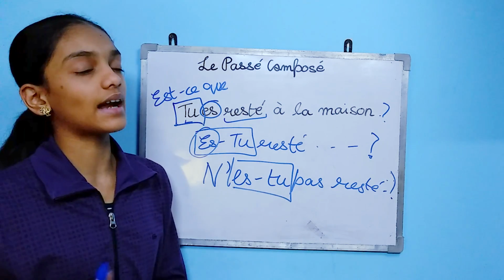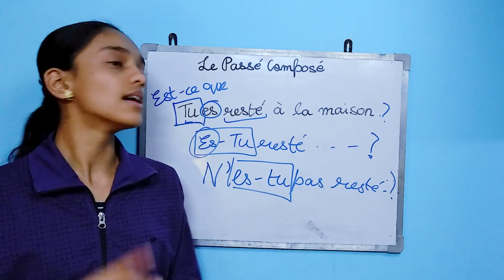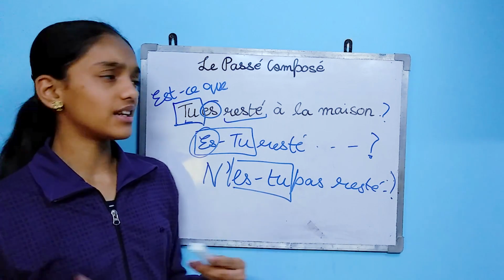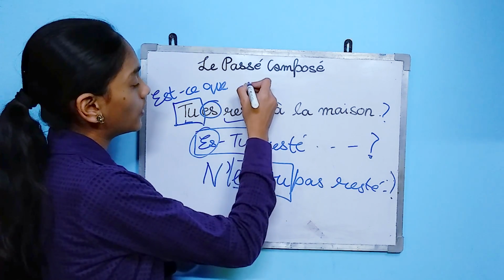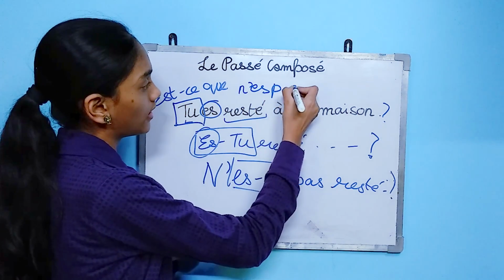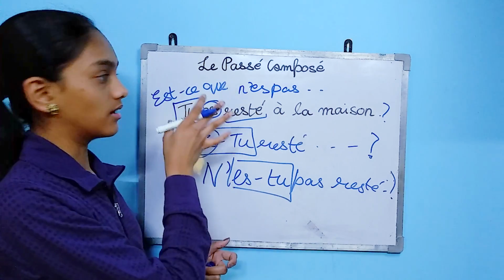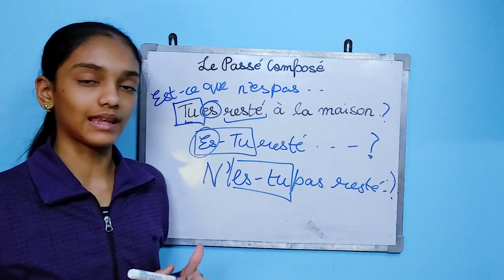For est que, just add est que in front of the sentence. And now if you want to do negation in est que, just normally negate this sentence. Tu n'es pas resté, and just write est que. Est que tu n'es pas resté.